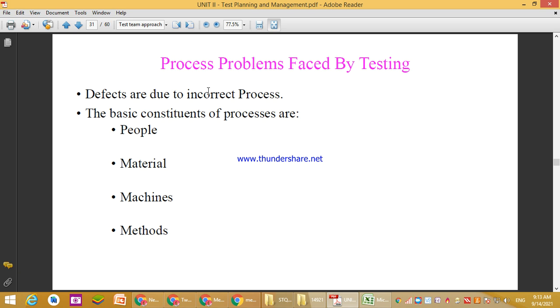Materials, right? Which type of hardware we are using to operate the particular software product also creates problems while testing. Have you understood?